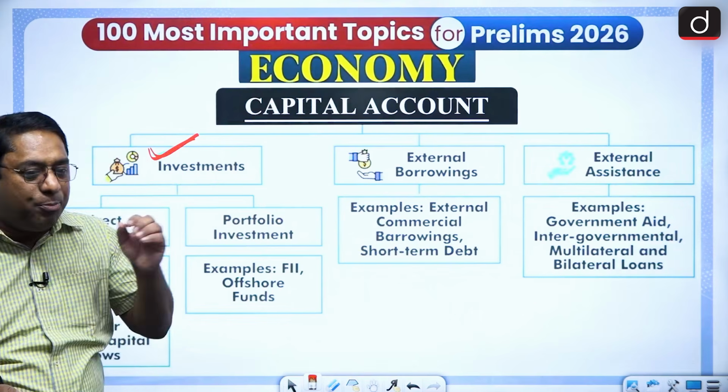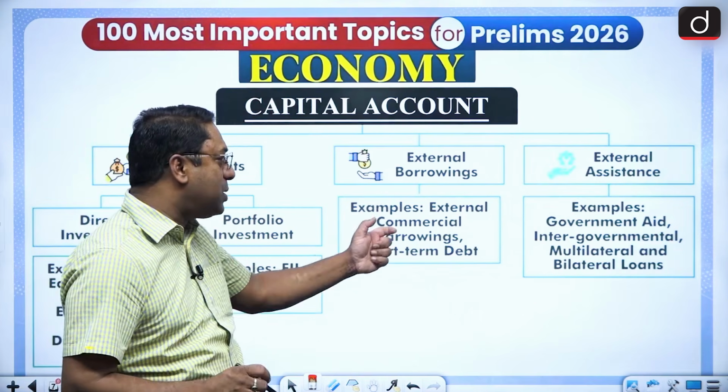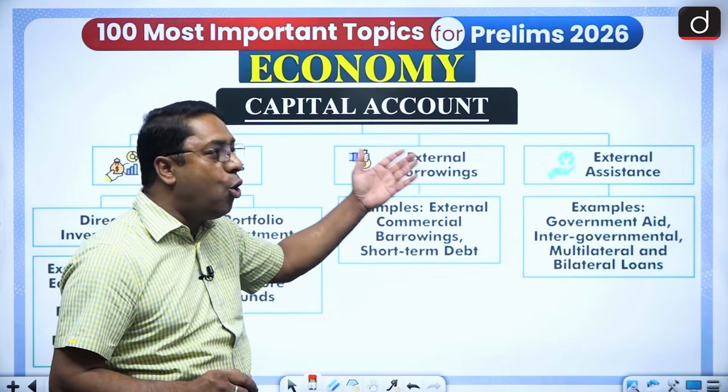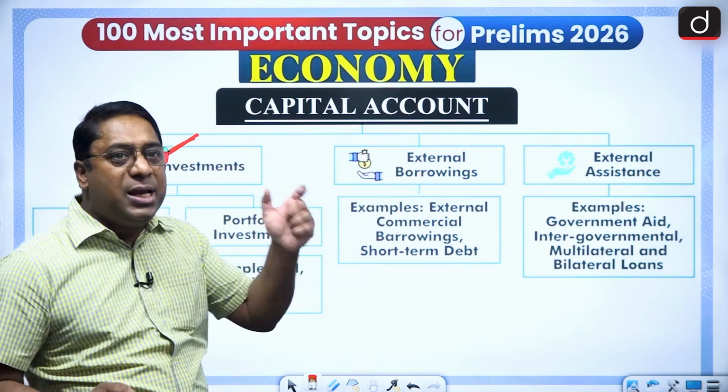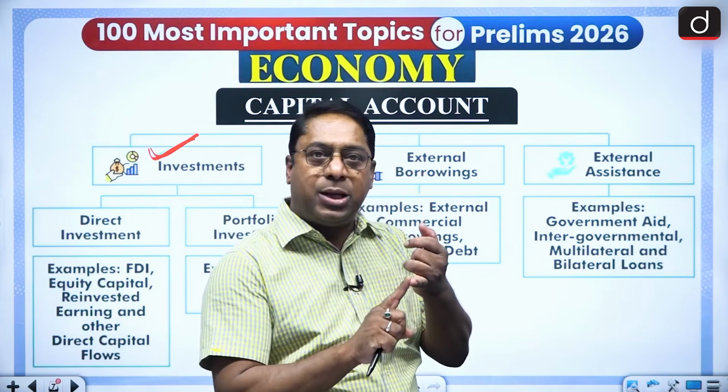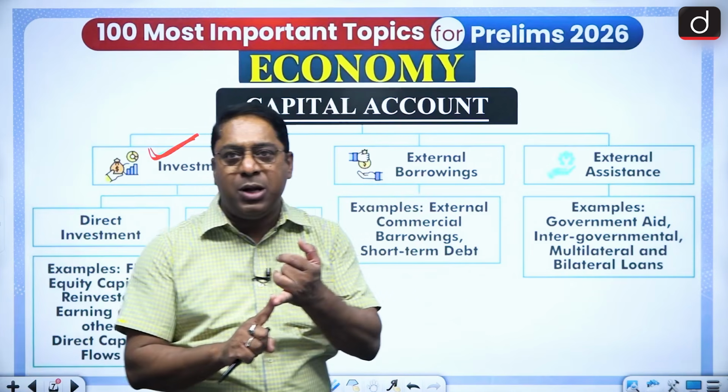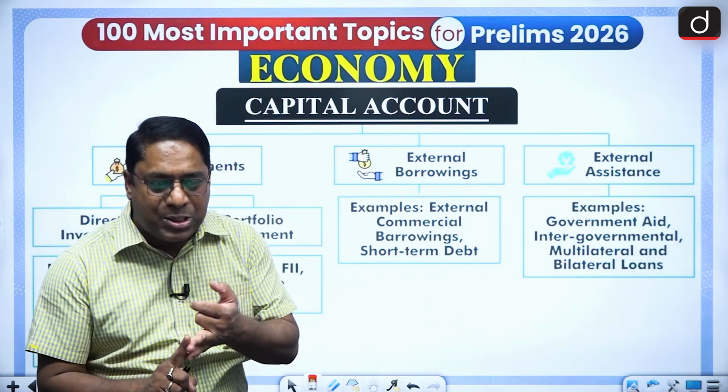And then the second thing is with regard to external borrowings. Now this external borrowing, you can call it loans. Okay? Now these loans include two things. One is commercial borrowings and the other one is external assistance.